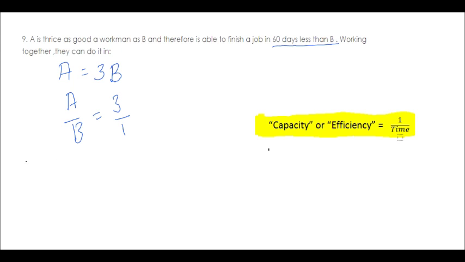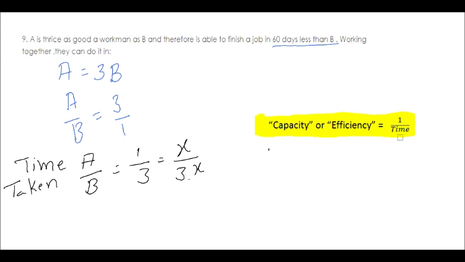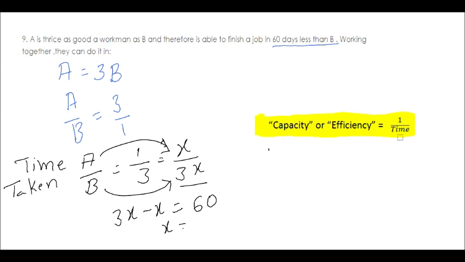So time taken by A and B are in the ratio 1 by 3, just the inverse. This can be written as x and 3x. So time taken by B is 3x, and time taken by A is x. A is able to finish the work 60 days less than B. That means B will take 3x days, A will take x days. So 3x minus x is equal to 60 days, that is, 2x is equal to 60.